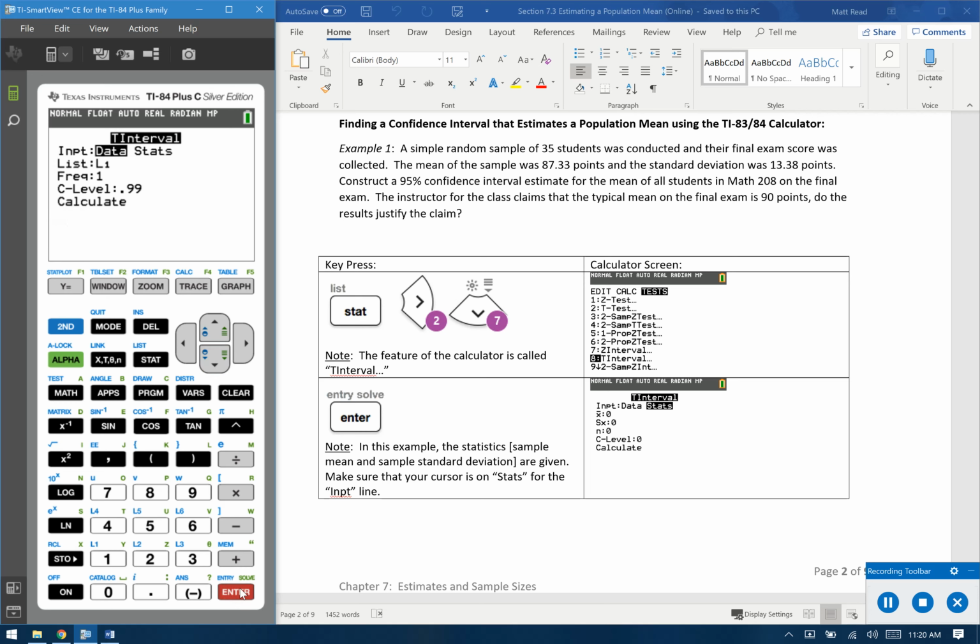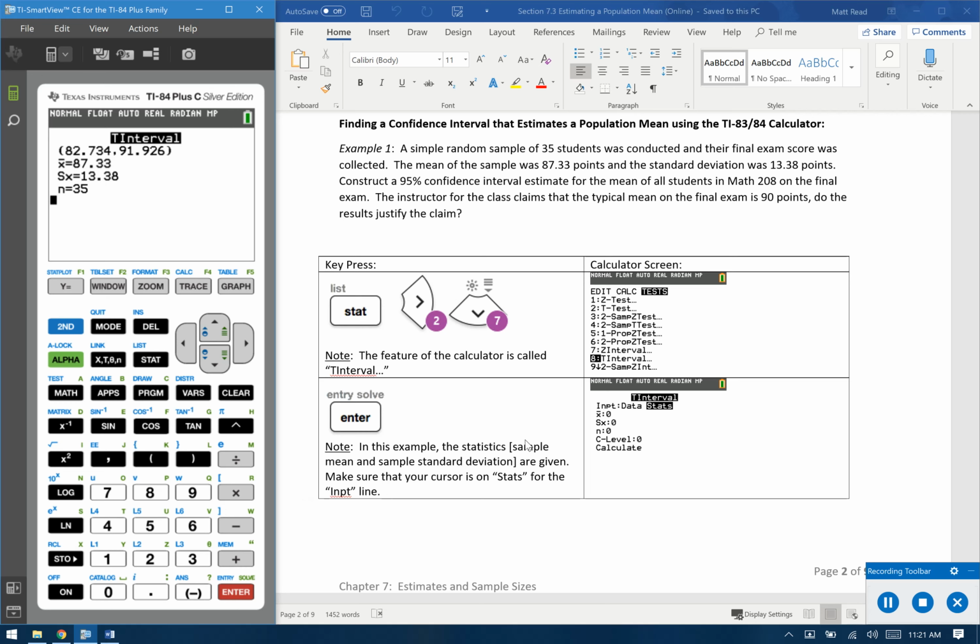Now we are going to move our slider over to the right to stats because we're given the summary stats for this situation. We'll go down to our mean x bar, which is 87.33. Then we'll go down to our standard deviation, which is 13.38. We'll go to our sample size, which was given as 35 students. And then we go to our confidence level, which is 0.95. And then we're ready to calculate.